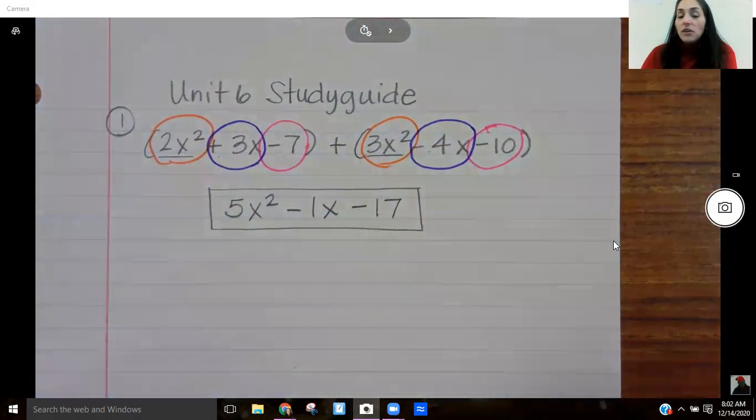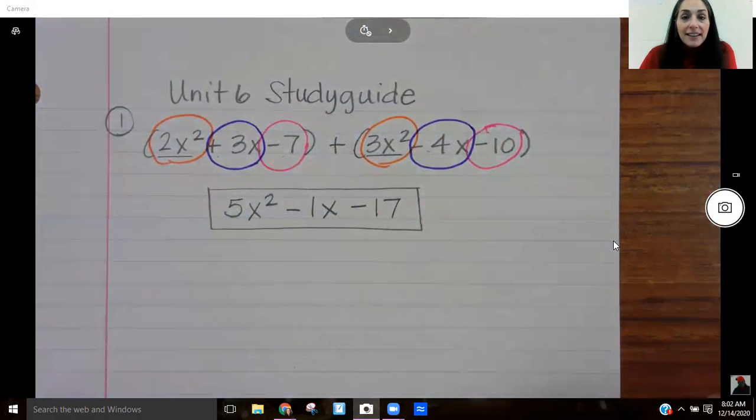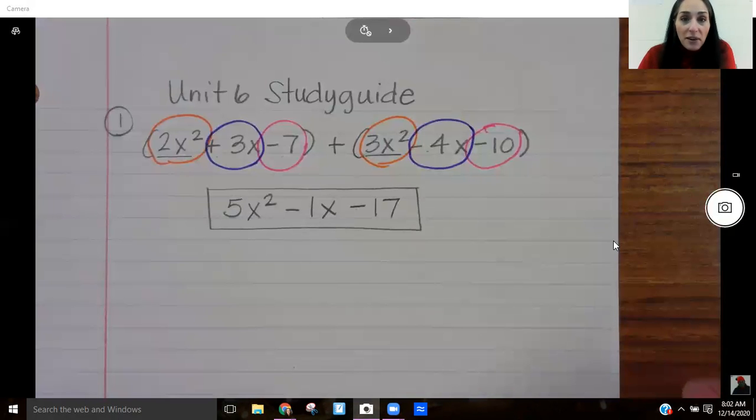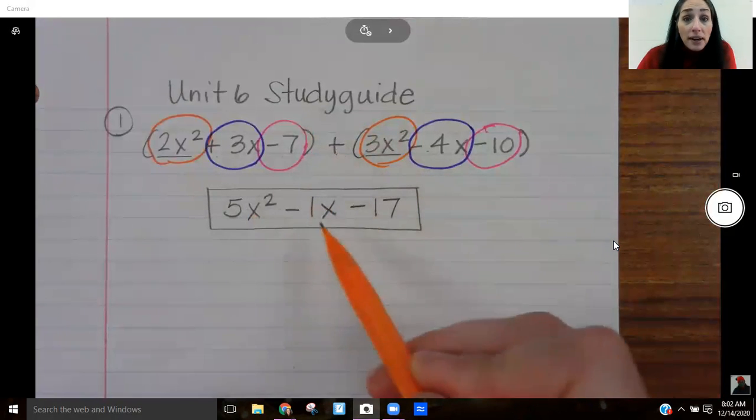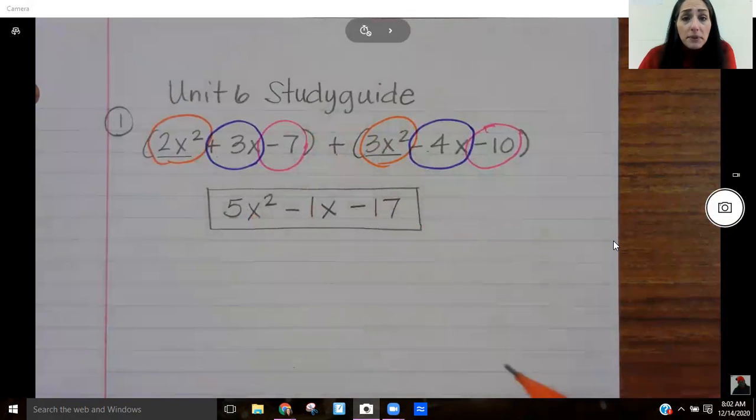Notice that you are adding in this problem. That's the big mistake that I see a lot of people make: we've been doing multiplication for so long that when you see these, you automatically start multiplying the numbers, because that's what we've been practicing a ton of. This is just addition. So you're just combining like terms. You keep the same base and the same exponents and just combine the numbers in the front.